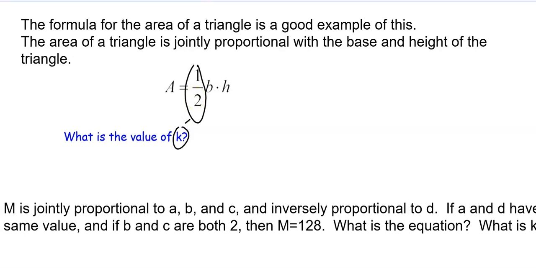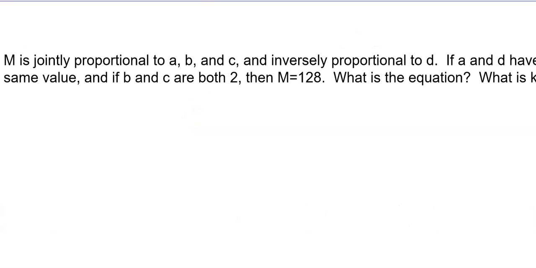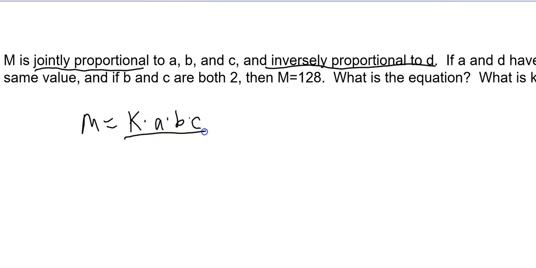Okay, let's look at one last problem. Almost done. It says M is jointly proportional. When it says jointly, you can think of that as saying directly proportional to A and B and C. So M equals K times A times B times C. And inversely proportional to D. So I'm going to divide by D because, again, inverse is you're going in the opposite direction. One's increasing, one's decreasing.